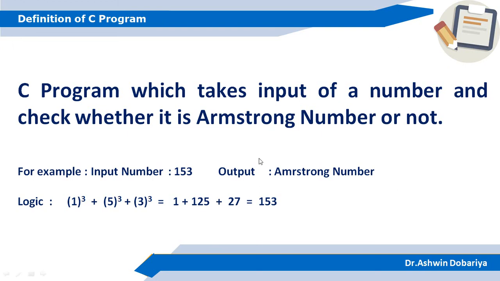The first step is we have to separate each and every digit. So here there are 3 digits in this number, 1, 5 and 3. Then after that we have to calculate the cube of each and every digit. So cube of 1 means 1, cube of 5 means 125, cube of 3 means 27. And after that we have to calculate the sum, and if that sum is equal to the original number, it means both are equal, then this input number is an Armstrong number. So this is the overall concept.